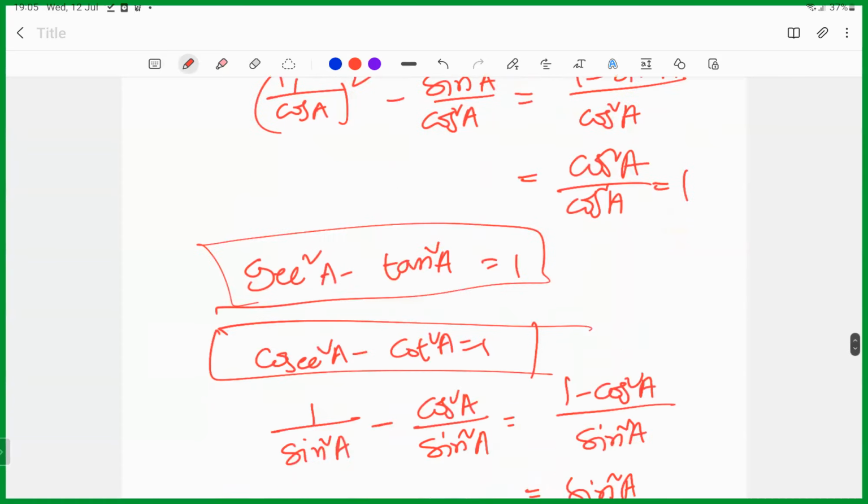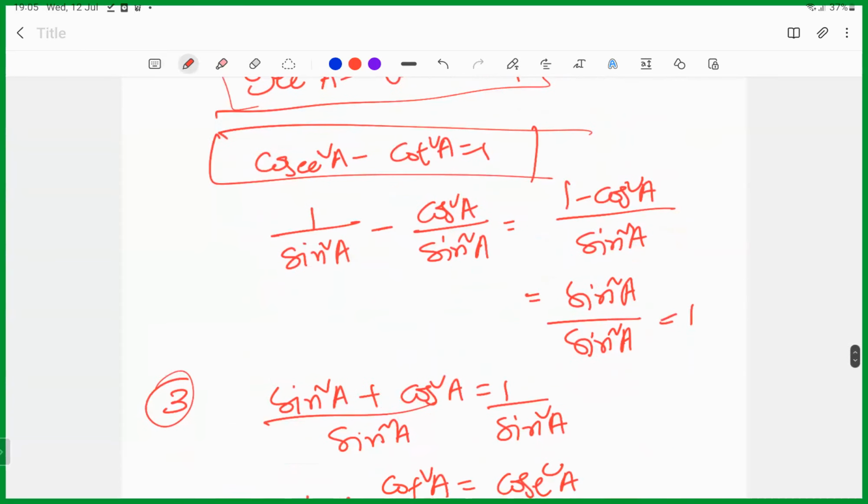Like that we can prove for cosecant square A minus cot square A equal to 1. Cosecant square A will be 1 by sin square A, because cosecant A equals 1 by sin A, right? Cot A will be cos A by sin A. So cot square A will be cos square A by sin square A. So sin square A is common in the denominator. Again it will come 1.